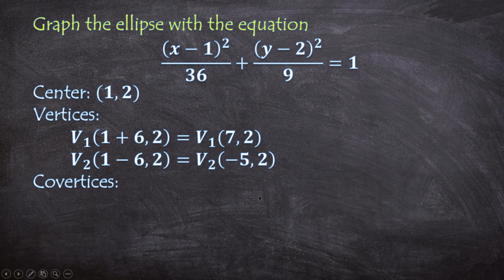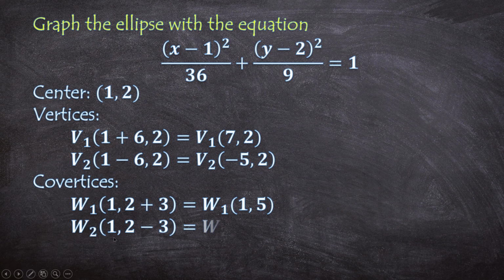The co-vertices. Since the co-vertices are vertical, we change the y component or the y coordinate of our co-vertices. So our first co-vertex is 1 from the center, and 2 plus 3 since b is equal to 3. So we have 1, 5, and then another co-vertex is 1, then 2 minus 3, or negative b units from the center. So we get, for the second co-vertex, 1, negative 1.